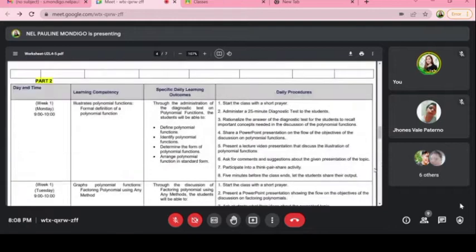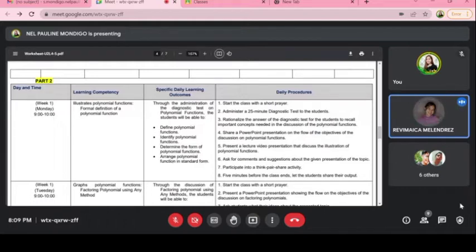In part 2, we are going to discuss the specific daily learning outcomes of each learning competency, together with the daily procedures on how we will conduct each learning competency to the class. In week 1 Monday, the first learning competency is illustrates polynomial functions, the formal definition of a polynomial function.